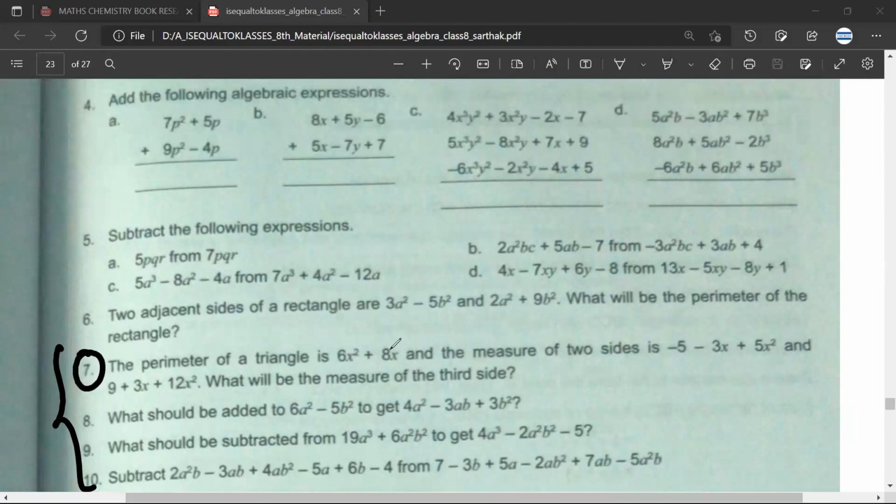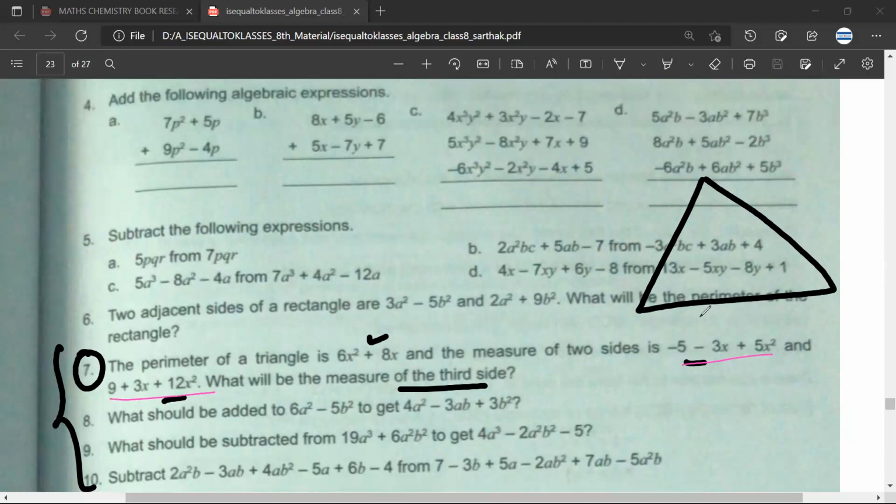The perimeter of a triangle is this, and the measure of two sides is this and this. What will be the measure of the third side? So you have a triangle, Sarthak, like this. Now, this and this can be any two sides. It doesn't matter. So for example, I'll assume this to be minus 5 minus 3x plus 5x square.